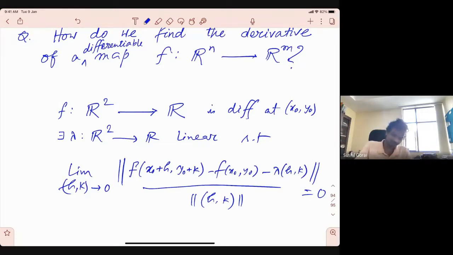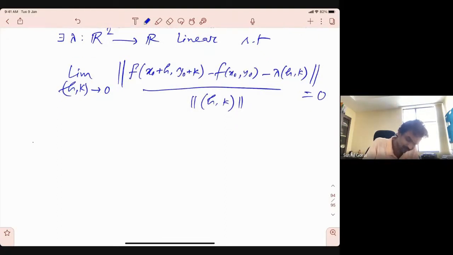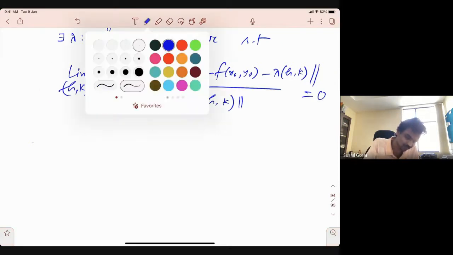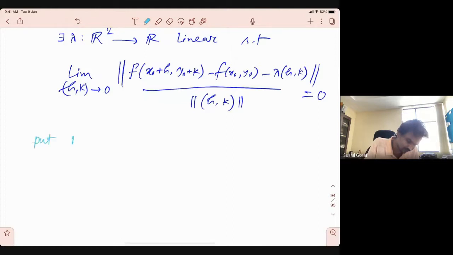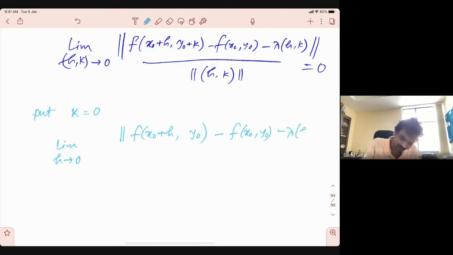So here it is very simple. The point is you want to get the definition of partial derivatives out of here, right? So what do you want to do? You want to put k to be 0, and you want the limit as h tends to 0 of the norm of f of x naught plus h, y naught, minus f of x naught y naught, minus lambda of h comma 0, right?